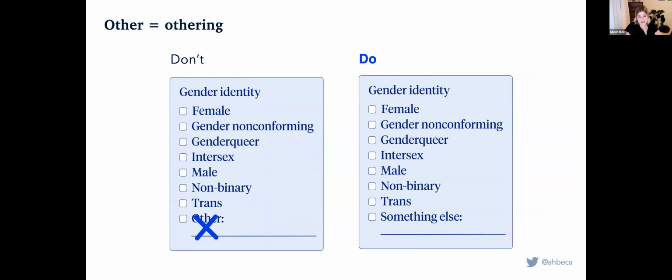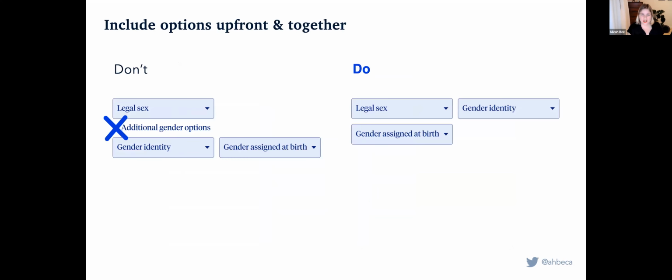Other equals othering. So having that marker felt really strange for people, like, am I an other? And including the options up front and together was best received. Collecting additional gender options separately felt very othering, and likewise for users, like those identities were less than those that society would formally recognize. It's not an alternate address, it is who you are.